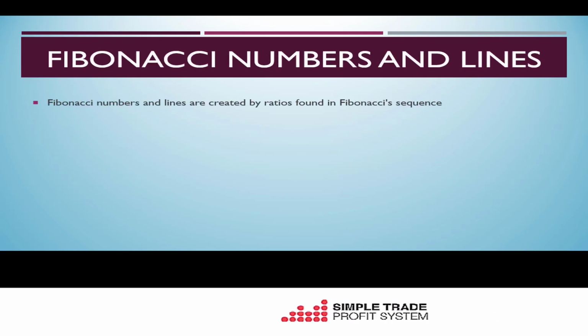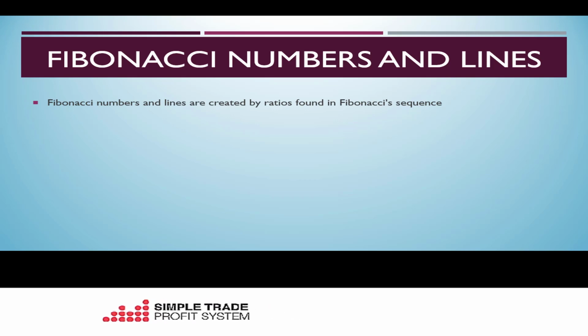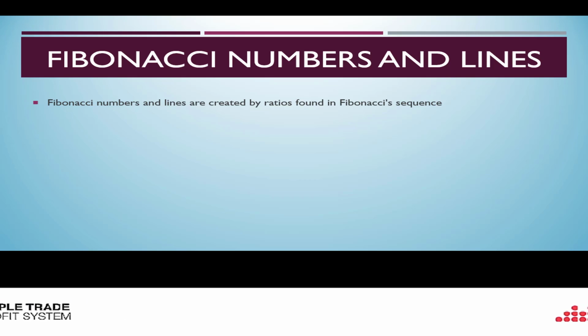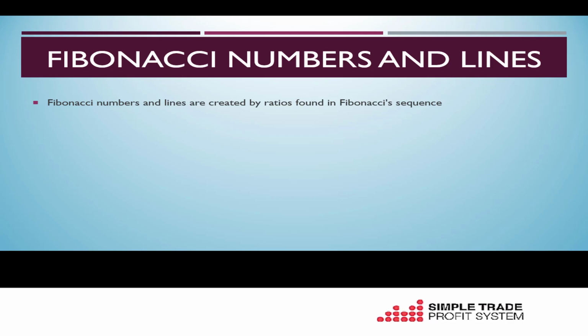So, Fibonacci numbers and lines. Fibonacci numbers and lines are created by ratios found in the Fibonacci sequence. And these ratios are what we're going to use as support and resistance when we work on the Fibonacci retracement.